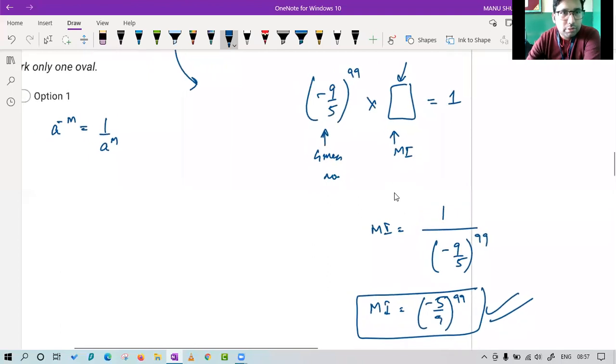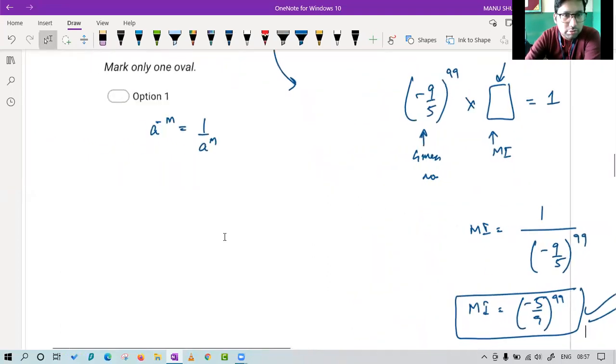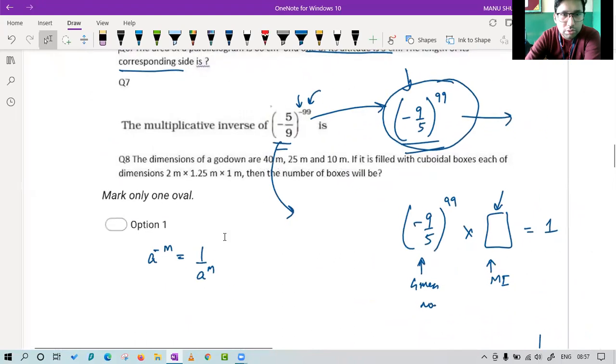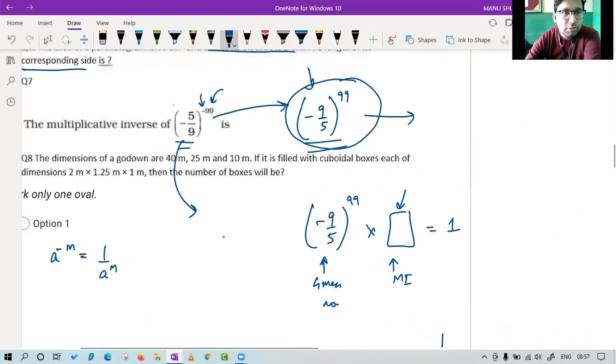Okay, let me paste this and see if space is there or not. Okay, space is not there. We have to erase it. Just 1 second.